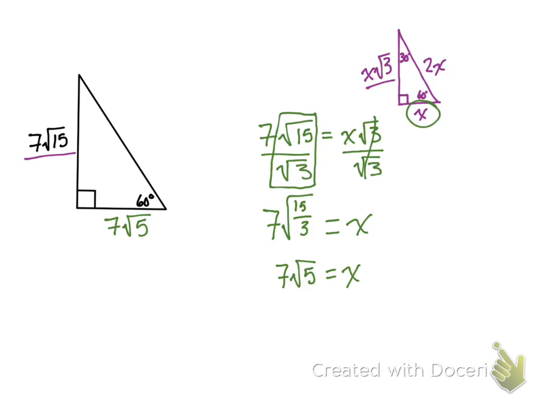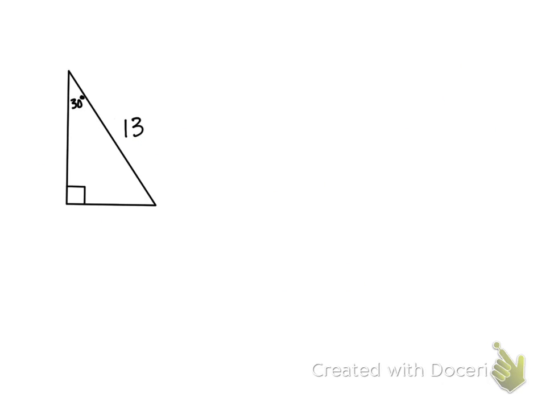And now we need to find our other side length, 2x. So 2 times x is just 2 times 7√5. And we're just multiplying here. We get 14√5. And there we just solved for our two side lengths that we're missing. Let's look at another example.